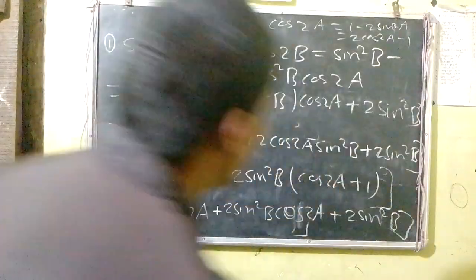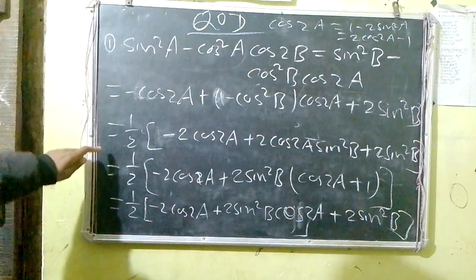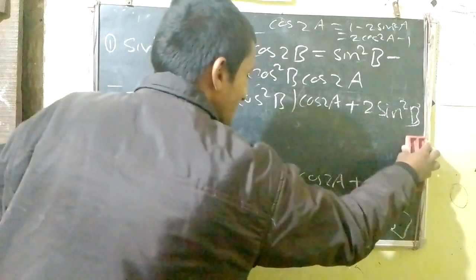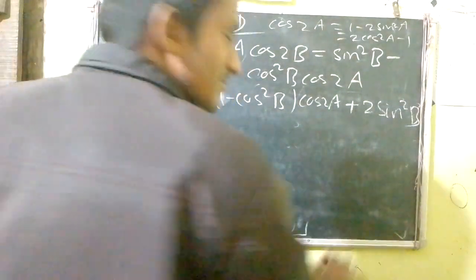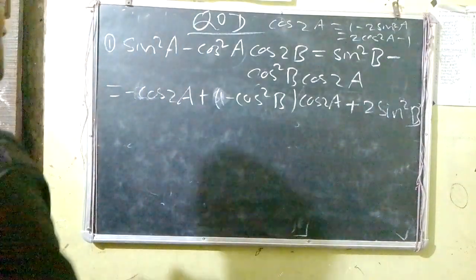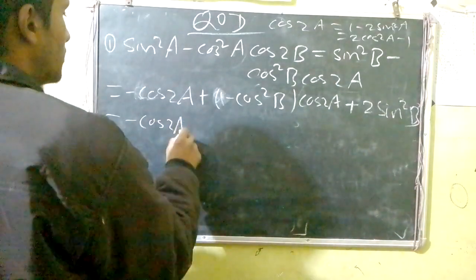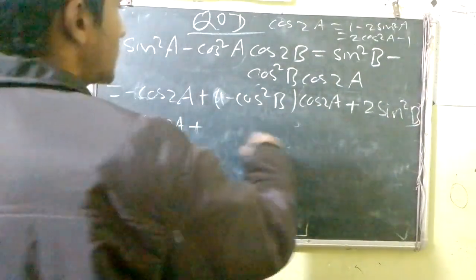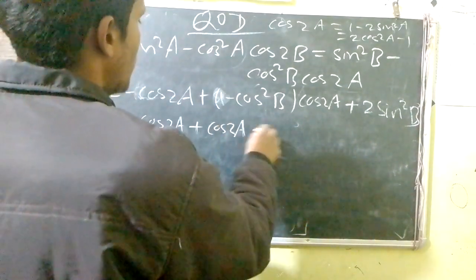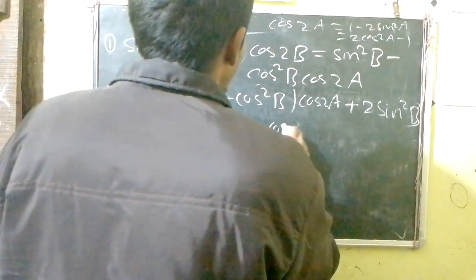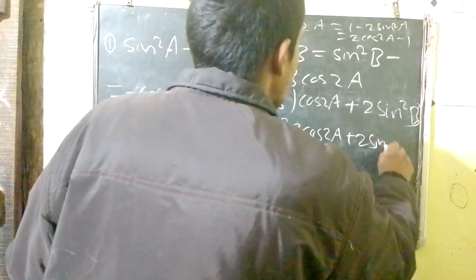Here is the eraser. Okay, let's move on. So which step did you do? Oh, we did this. So what do you get? Next is minus cosine 2a, then plus, let's distribute cosine 2a into this. We got cosine 2a minus cosine square b cosine 2a plus 2 sine square b.